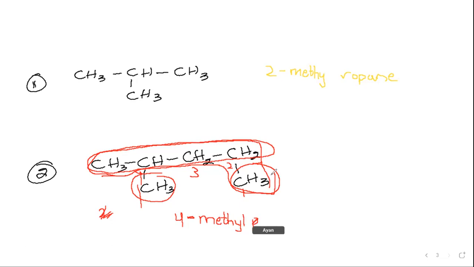Okay, once again. Let me tell you, the number in the name is not correct. Try coming up with the lowest possible number. Start numbering from either side, wherever the branch gets the lowest possible number. Maybe 2. Good. Now you're right. And 2.